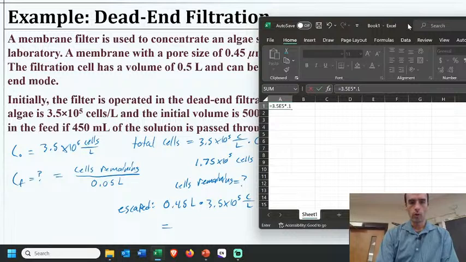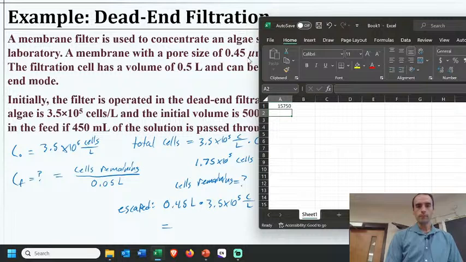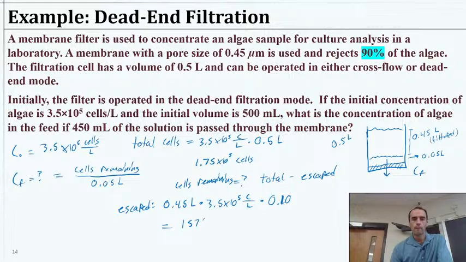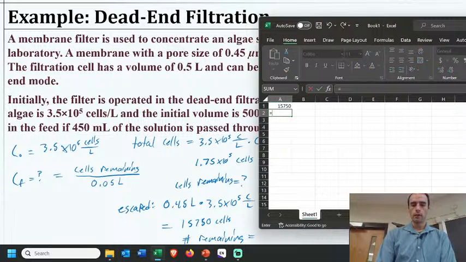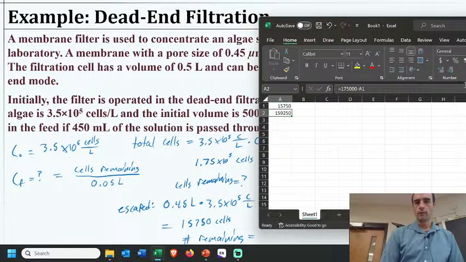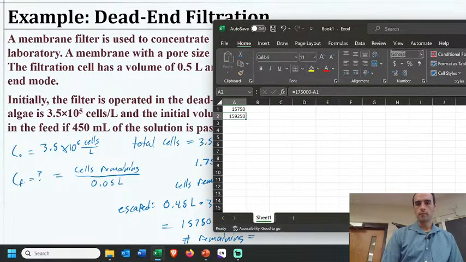Okay, so I'm going to say 3.5 times 10 to the fifth times 0.1 times 0.45. So 15,750 cells have escaped. So that means that of our 175,000 cells, this many escaped. So the number remaining will be equal to, we'll do that on the calculator, 1.75 times 10 to the fifth minus that answer. I'm just going to put this in scientific as well. So 1.59 times 10 to the fifth.